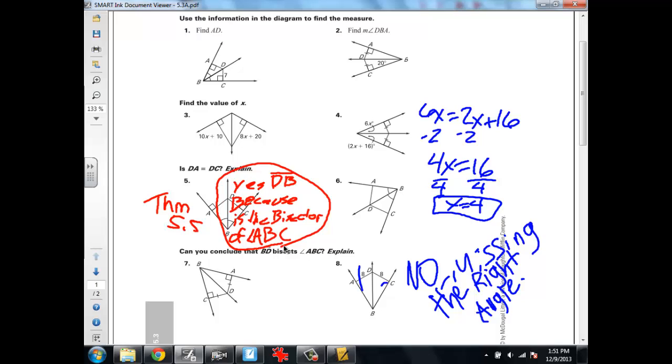Number 7, can we conclude BD is the bisector? Why? Because of 5.6. So you can say yes by 5.6. Those parts are congruent. They're perpendicular. We're good to go. And 8, those two parts are congruent, but that's all we know. So is there enough information? No, we're missing the right angle. You don't have the right angles in there.